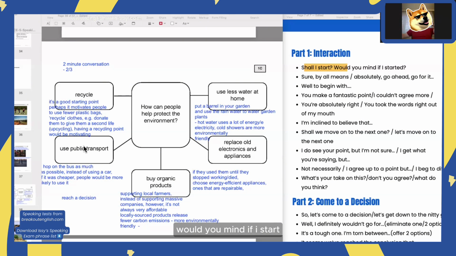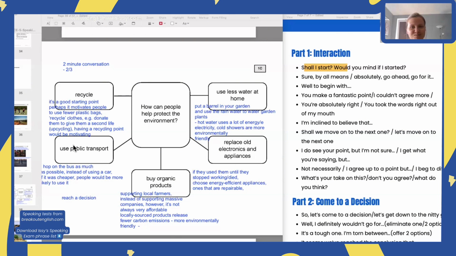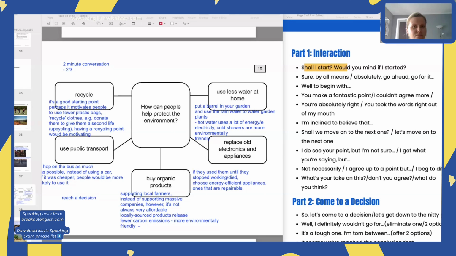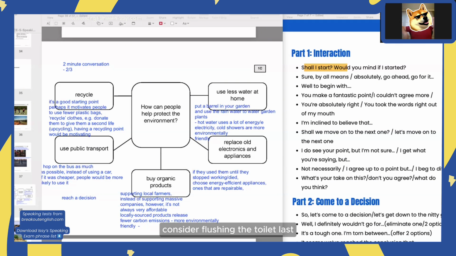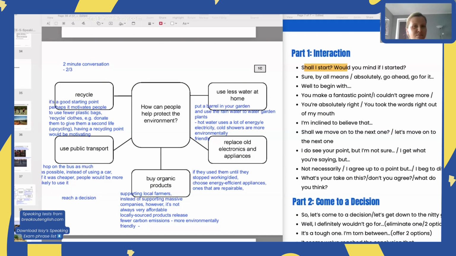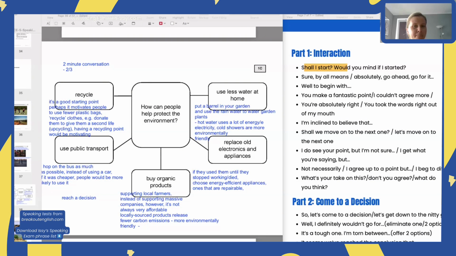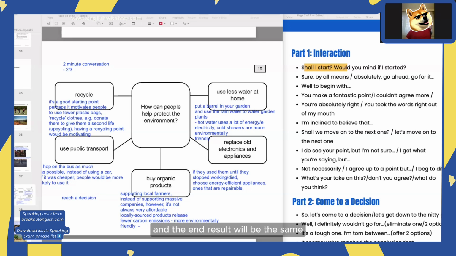Would you mind if I start? No, please go ahead. I think that people could help the environment, that if they want to use less water, they could... how do you say that? Consider flushing the toilet less. And if they do that, at the end of the day, there would be less water spilled, and the end result will be the same, in my opinion.